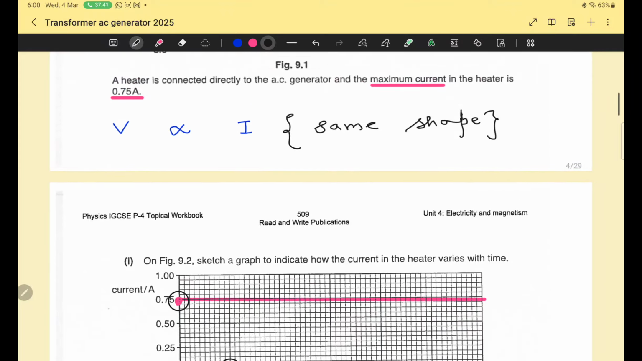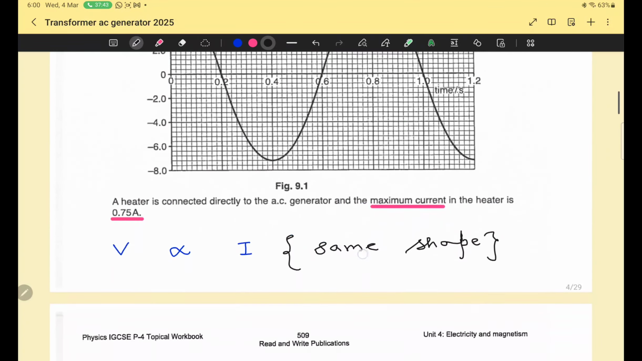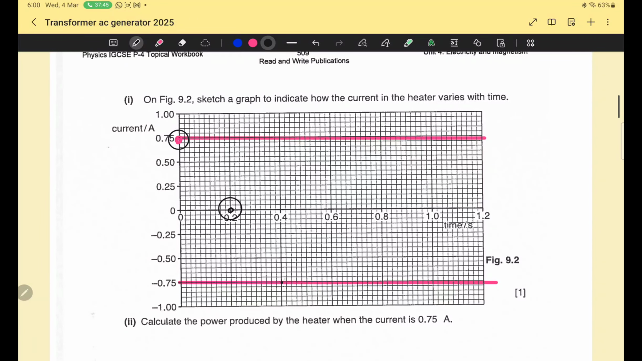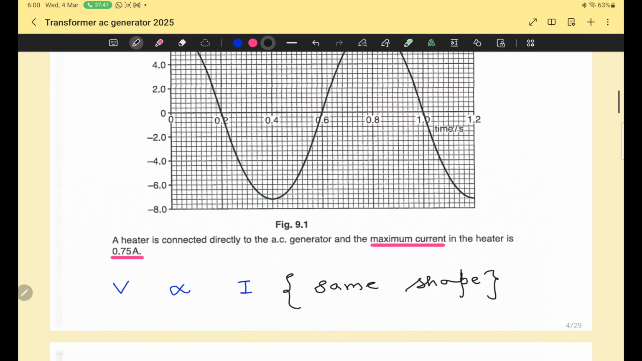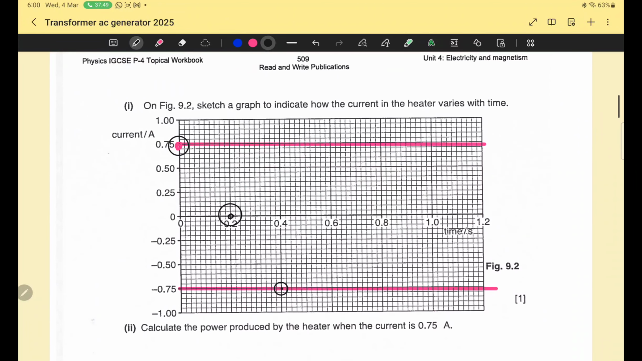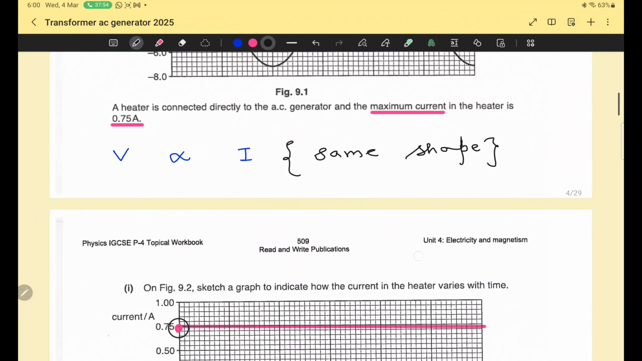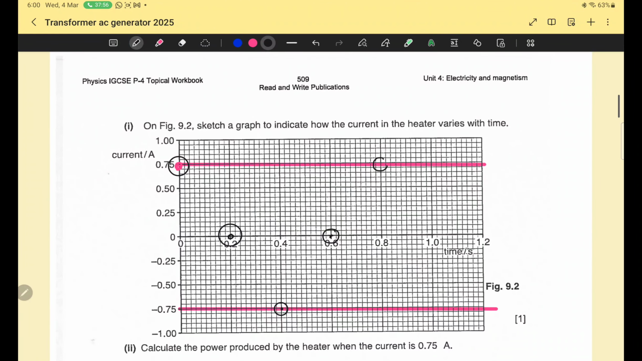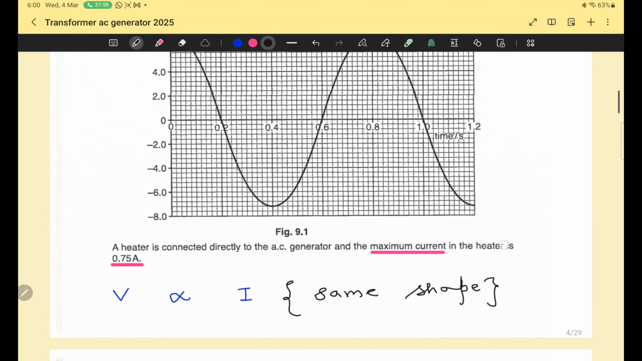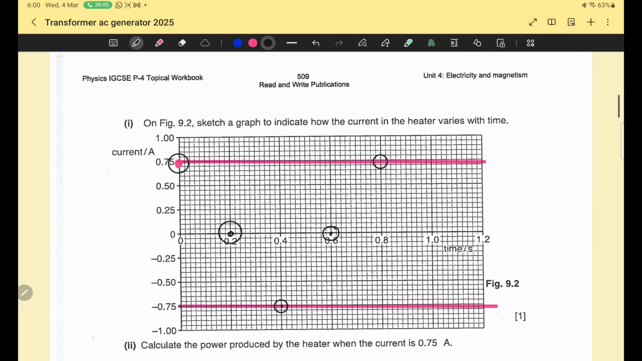Okay beta, I am drawing the graph and copying and pasting the same type of graph, because voltage and current are directly proportional. Voltage and current are directly proportional. So the graph will pass through these points which I have drawn, and now I am erasing the boundary, and now I am joining these points.